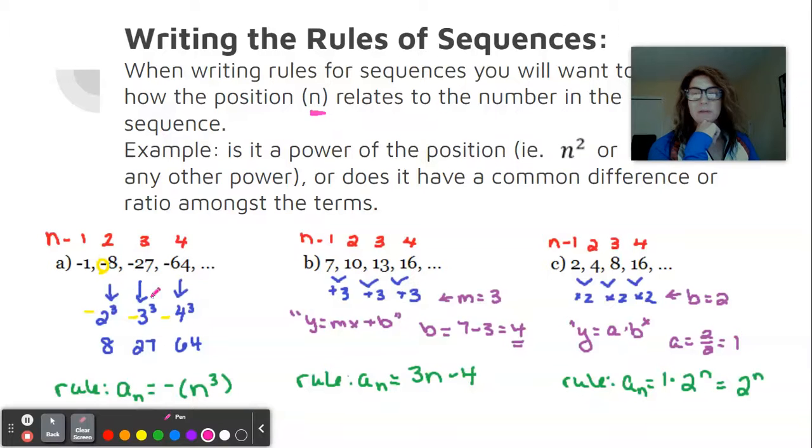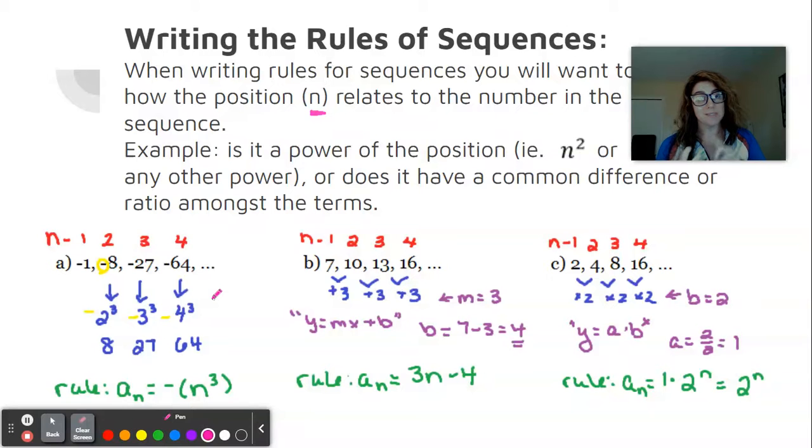Seems to be common. 64 is 4 to the third power. So with these sequences, it's all really trial and error till you find something that works. So I always start looking, is it an addition? Do they have common addition? Do they have common multiplication? If that doesn't work, start looking at powers.